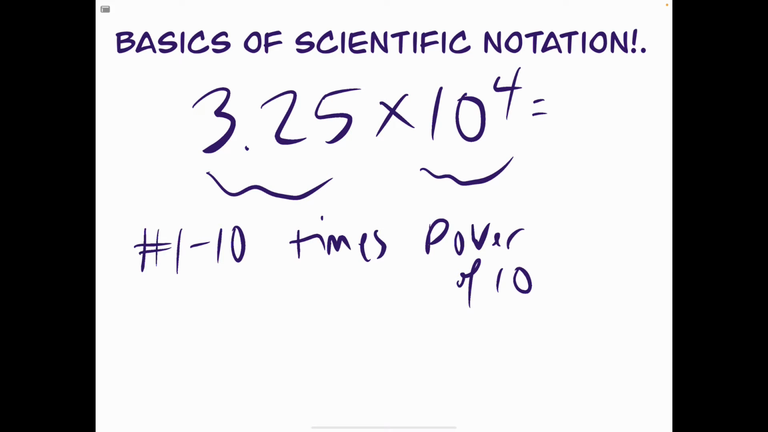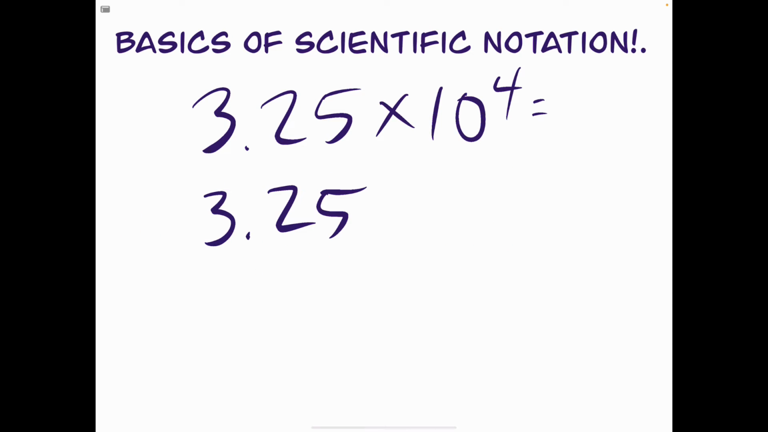Today we want to look at the basics of scientific notation. Alright, as you can see on the screen, we have an example, 3.25 times 10 to the fourth. So what scientific notation is, it's a shortcut way to write very large numbers or very small numbers. What we have here is a number between 1 and 10 multiplied by a power of 10. So if the number is very large, or very small, it's a shortcut way to write that number. Alright, let's take a look.